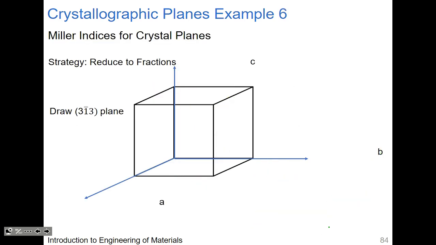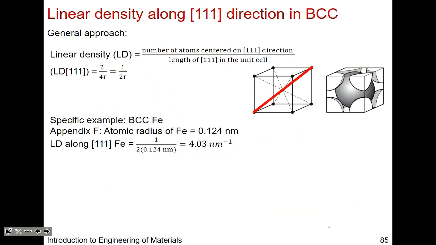Okay. Let's talk about linear densities. Now, we talked about atomic packing fraction. We talked about ionic packing fraction. Now we're going to talk about the density, or that fraction, along a certain direction. And also, you can say the same thing about along a certain plane.